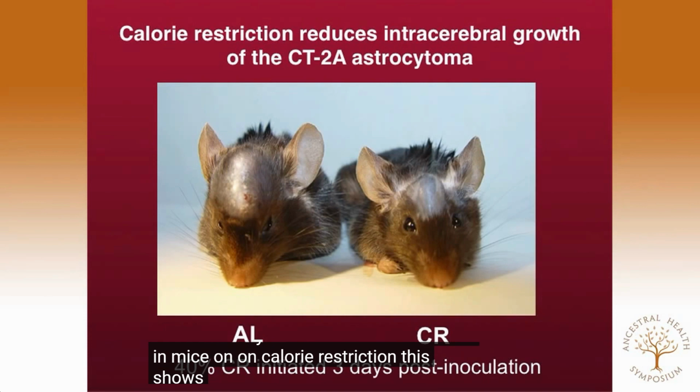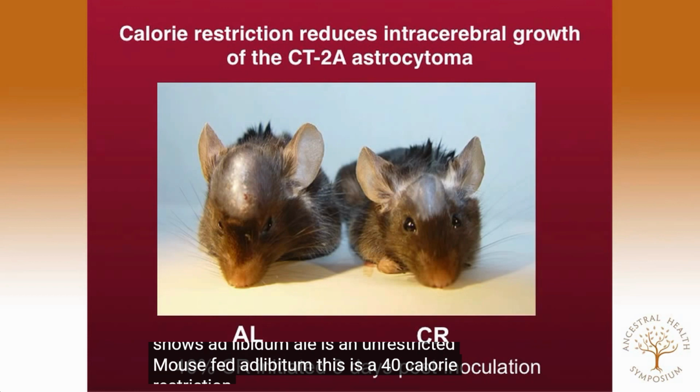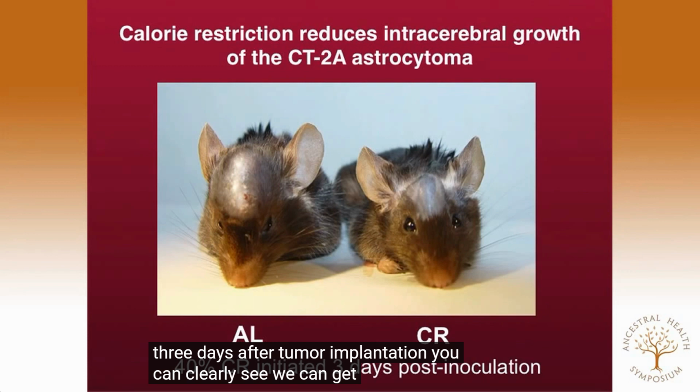Now, we've done a lot of work in mice on calorie restriction. This showed ad libitum. AL is an unrestricted mouse fed ad libitum. This is a 40% calorie restriction over about 12 days, starting 3 days after tumor implantation. You can clearly see we can get reductions anywhere from 65 to 90%, depending upon how we do this.